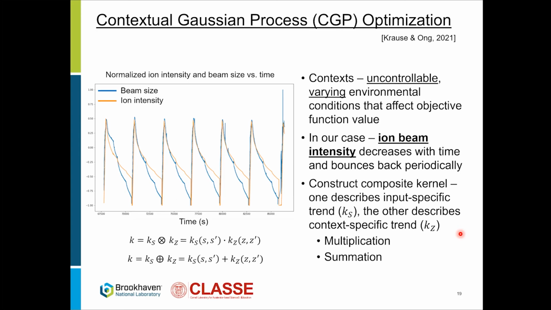There are two main ways to combine these two kernels. The first one is multiplication, so KX times KZ. This is usually used if your input and context behave in similar ways. For example, if both of them can be described by an exponential kernel, then the product of them will also be an exponential kernel. The second one is summation, where you add the two kernels together. This is more broadly used, so even if your context and your inputs behave in different ways, the final kernel will take into account both behaviors.